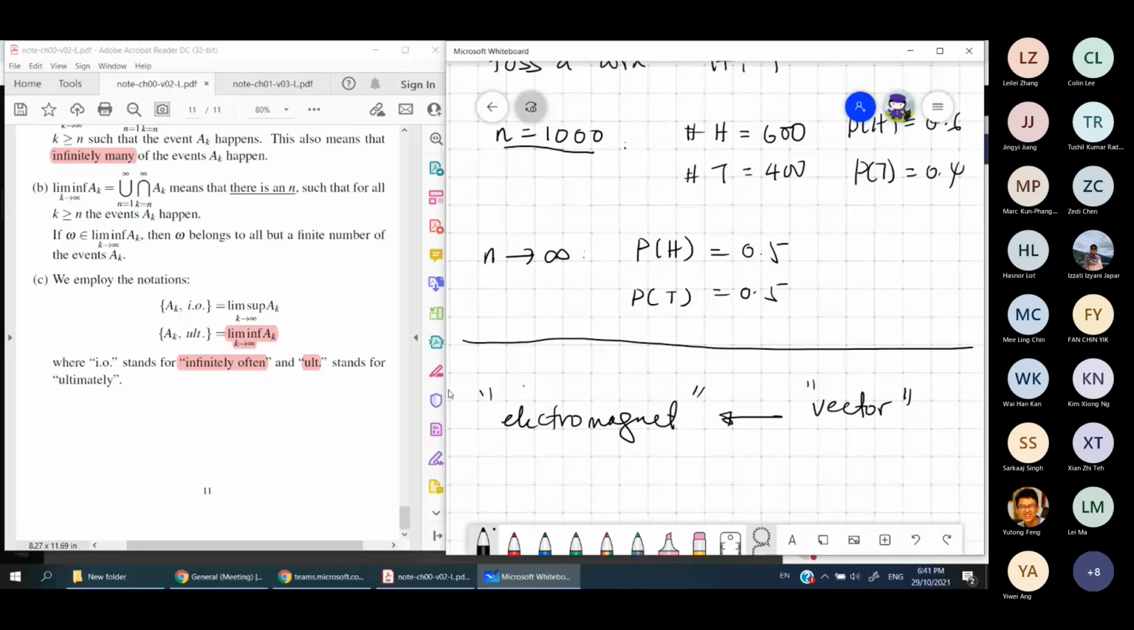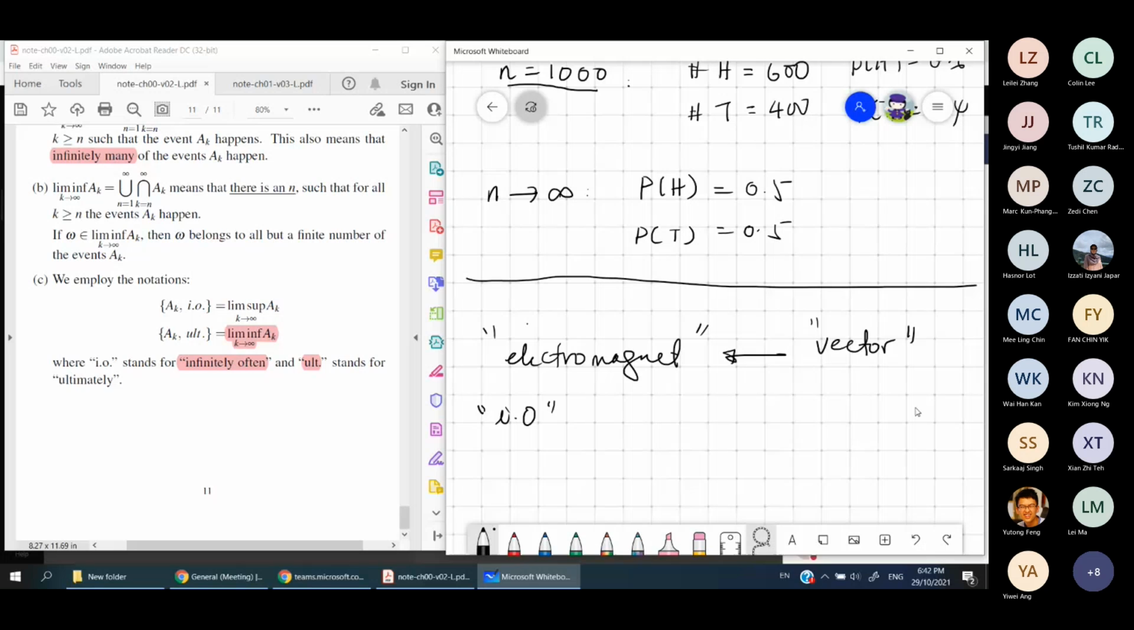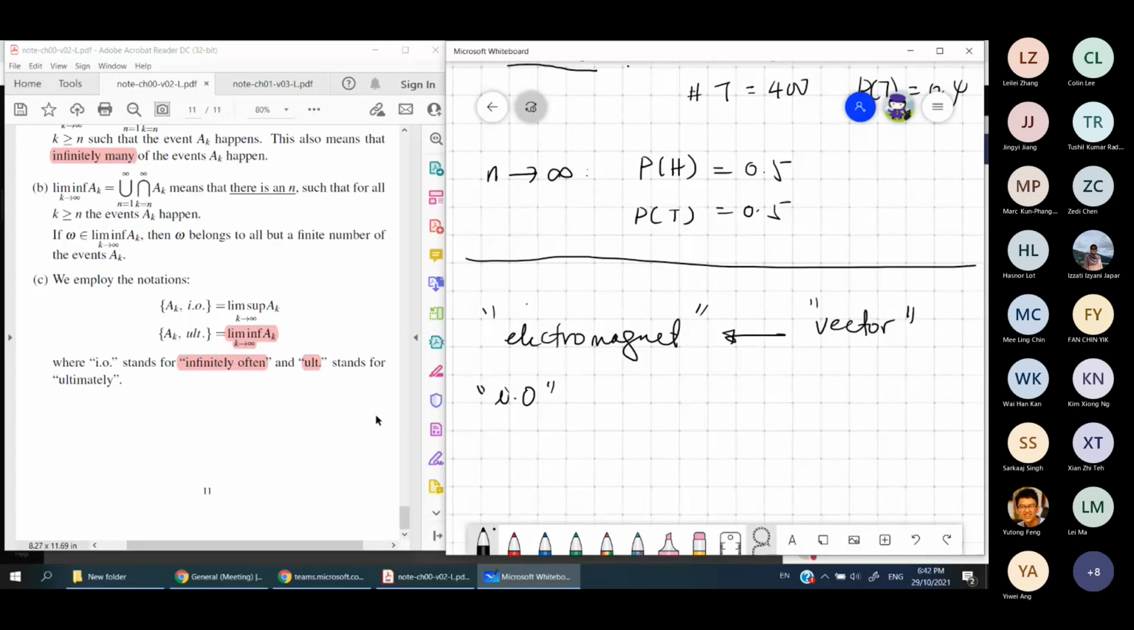So that's why it should be the other way around. First of all, we have the phenomenon of infinitely often by observation, or the phenomenon of ultimately. Then we can use this set theory idea to describe or represent it. That's the idea.